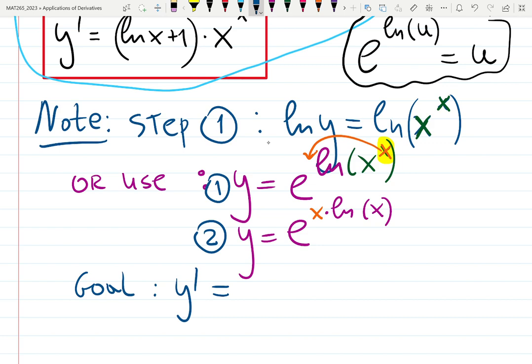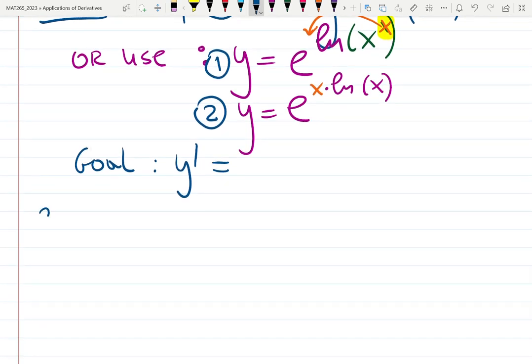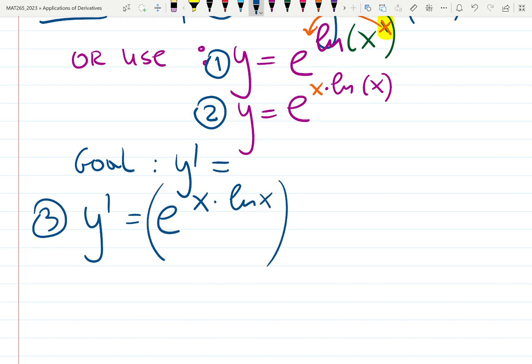What do you think? Yes. It's e to the stuff. Let's try. Step 3. y prime equals the derivative of e to the x ln x.